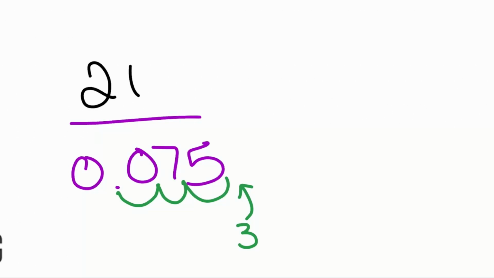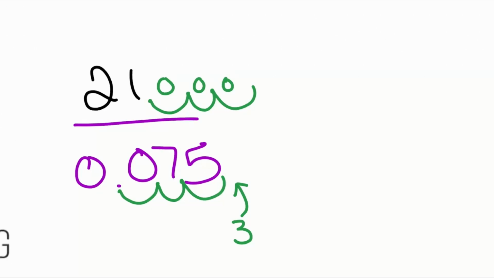Now that we've confirmed that we're moving it 3 times to the right on the bottom, how many times and in what direction are we going to move it up top? Yeah, it's going to be 3 times to the right. The exact same thing. It's not anything crazy or secretive. It is something consistent. That's what math is. So we have 1, 2, 3 blank spaces that we'll fill in with zeros.